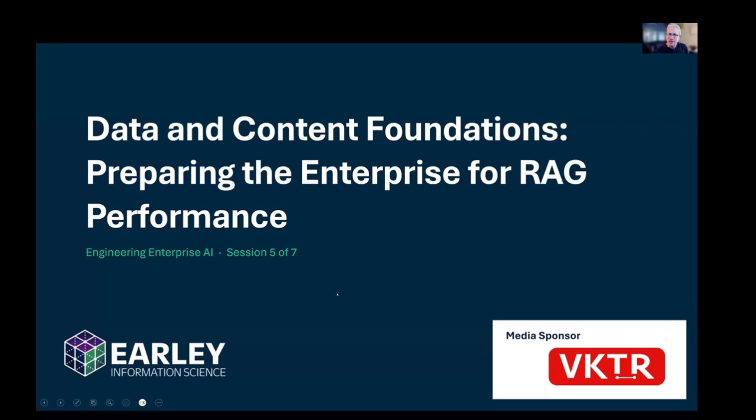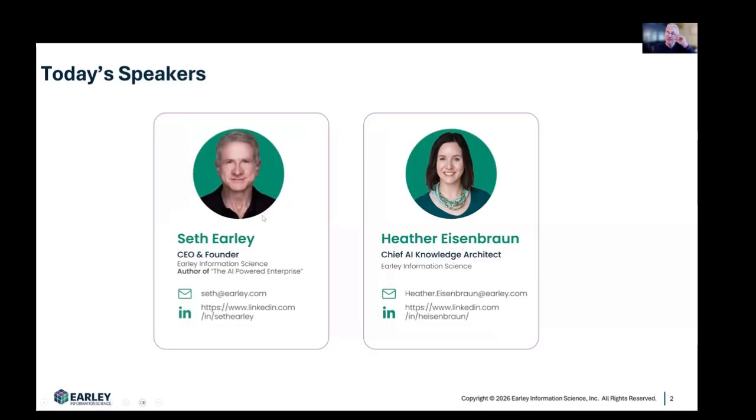Today, we're going to be talking about data and content foundations, looking at the enterprise ecosystem for RAG performance, retrieval augmented generation, for AI retrieval. And we're going to talk about when out of the box actually works and when you need to really think about IA. And it's not something we've talked about before, really. We've been talking about information architecture and the need for that. There's no AI without IA, etc.